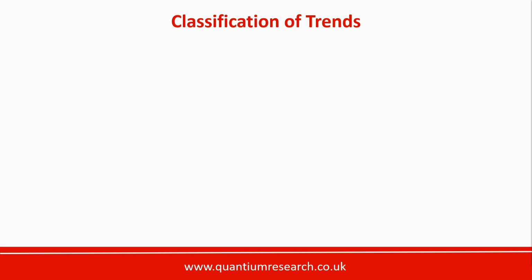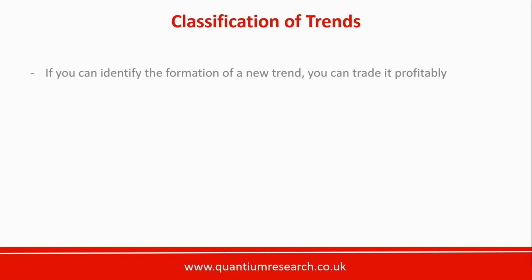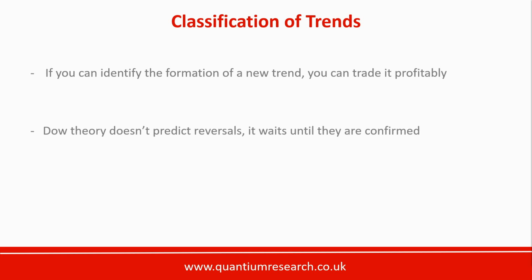So, it's important to understand that Dow Theory is all about trends. The idea is that if you can identify the formation of a new trend, you can thus trade it profitably. Dow Theory is not about trying to be too clever. It doesn't try to predict reversals, it waits until they are confirmed. And as such, it can be considered a reactive rather than a proactive methodology.